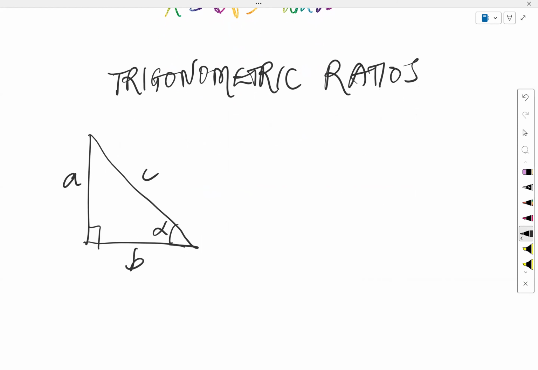Now, based on the alpha, we can say this side is the opposite. This side is the adjacent, or some people call that adjacent, depending on your accent. And C is the, depending on how you like to pronounce it, actually, the hypotenuse.